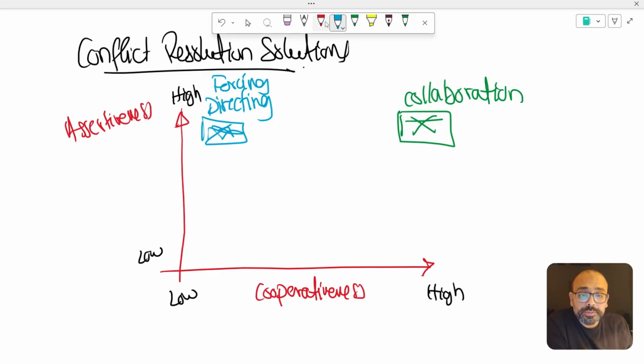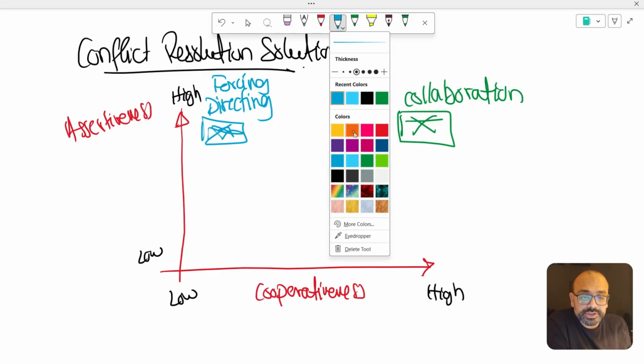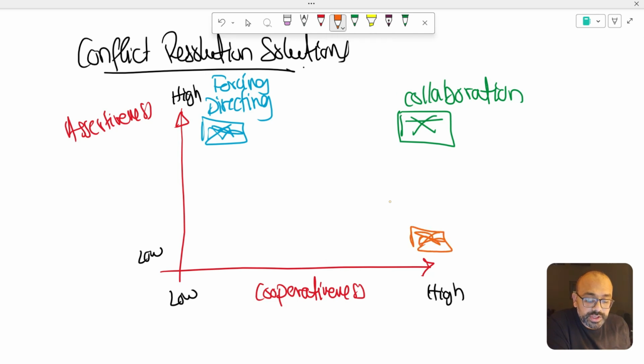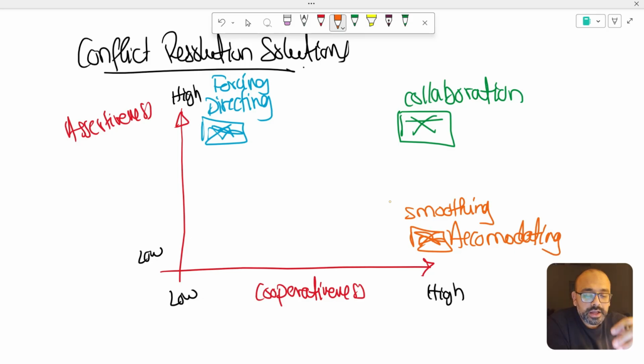High cooperativeness and low assertiveness. Let me use this orange color to show that over here. This is where smoothing, or accommodating, takes place. It means that I am willing to cooperate, but I am not putting my point of view. It happens when a senior is saying something and you are junior, so you are not putting your point of view. You are just doing what the senior is saying.